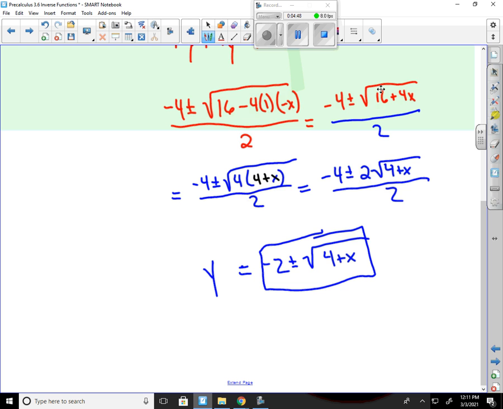I factored a 4 out here because 16 and 4x both have a 4 in them. So I can factor a 4 out. And then if I have a number times another number, then I can take the square root of one of those numbers. I can't take the square root of this 4 plus x because it's adding inside of there. Because there's two things being added together, I can't take that square root, but I can take the square root of the 4. Square root of 4 is 2, so that 2 comes out in front, and then I just simplified this. Negative 4 divided by 2 is negative 2, and 2 divided by 2 is 1.